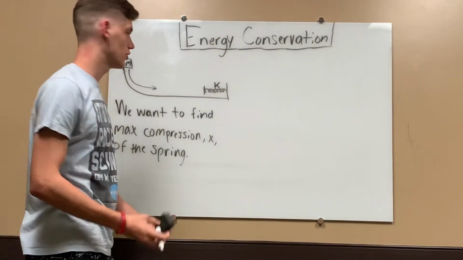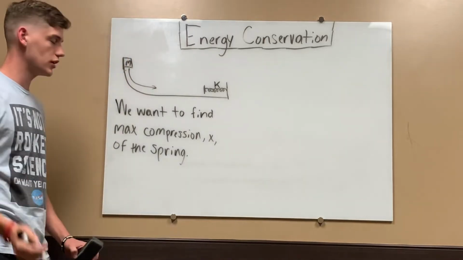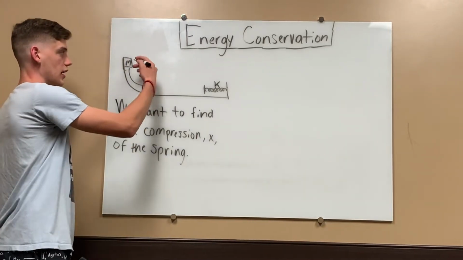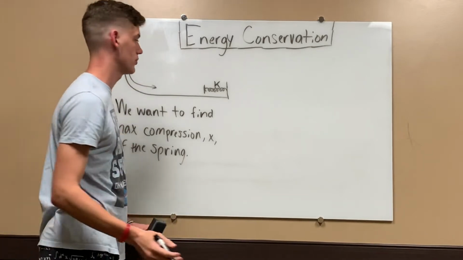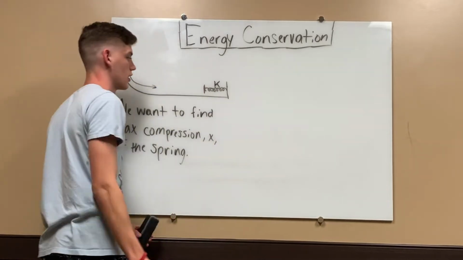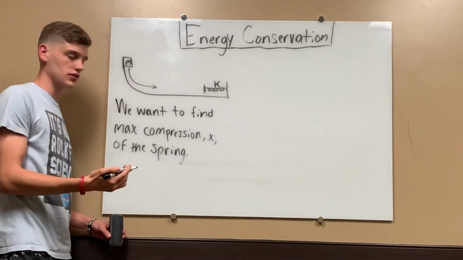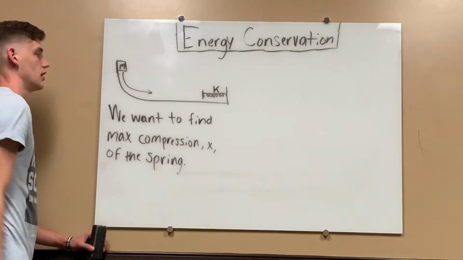Alright, so in this video, we're going to be doing some more energy conservation. And for this video in particular, we're going to be looking at a mass M that is sliding down a frictionless ramp that comes into contact with a spring with spring constant k. So the question is asking us to find the max compression x of the spring.